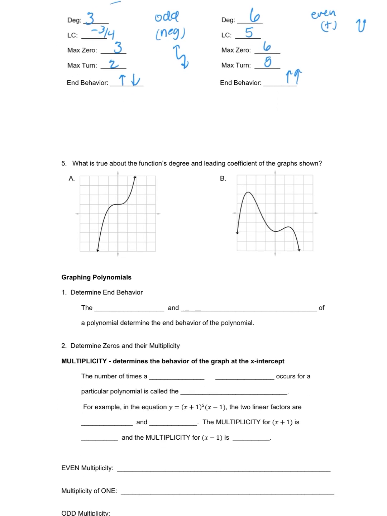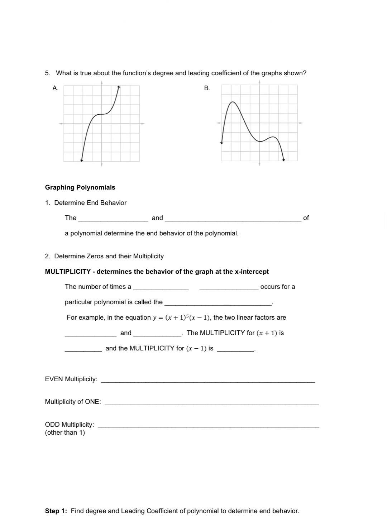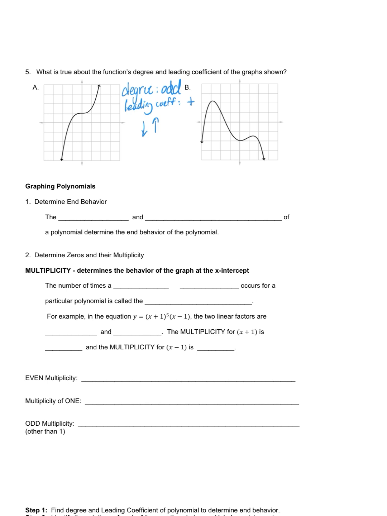Okay, so now let's look at this next page. What is true about the function's degree and leading coefficient of the graph? Okay, so we're just going to talk about the degree. We know the end behavior goes this way, so this has to be odd. The degree has to be odd because it's going in opposite directions. Now the leading coefficient, the way it goes, is positive. That's all we know about it.